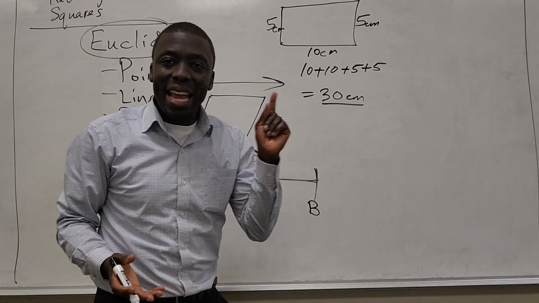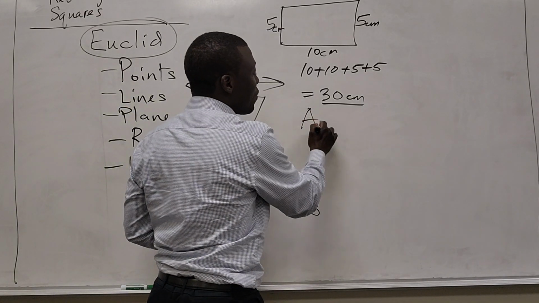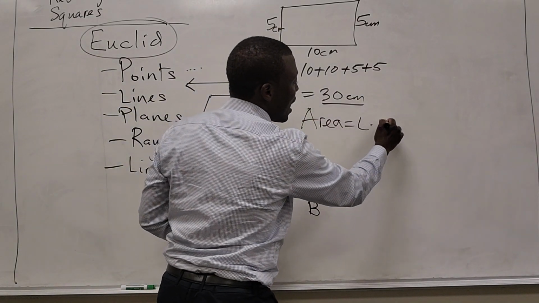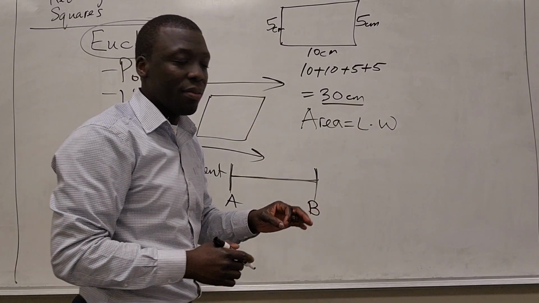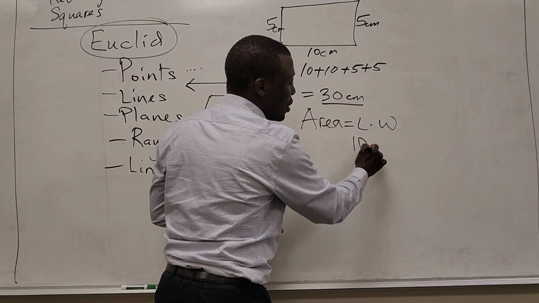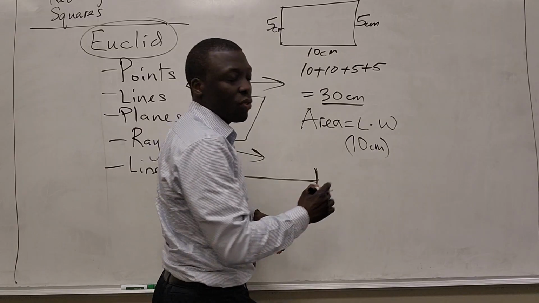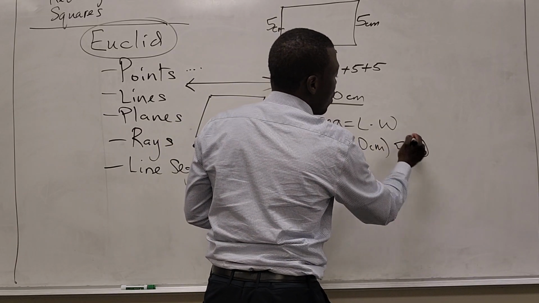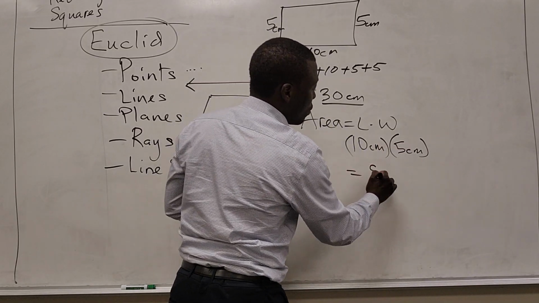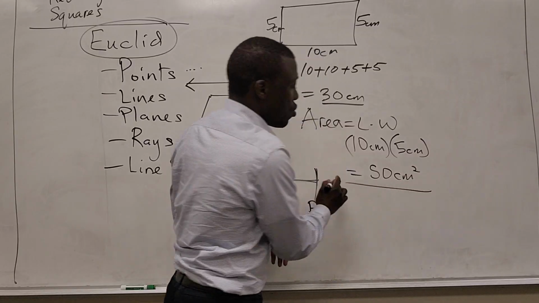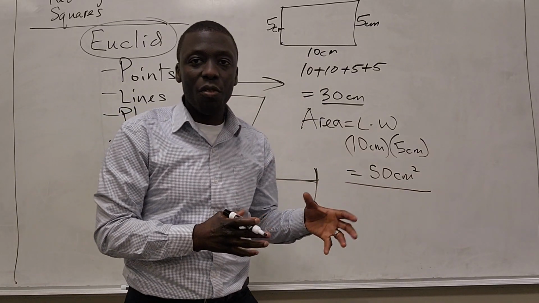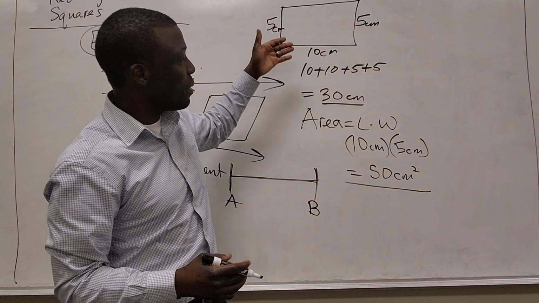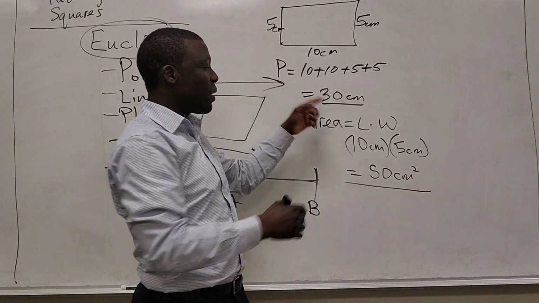Great. What is the area of this rectangle, though? The formula for the area is the length times the width. Length times width. So that means you take the length, which is 10 centimeters. You take the width, which is 5 centimeters. You multiply those together. You get 50 centimeters squared. That's the area of the shape. So that's how we find the perimeter. And that's how we find the area.